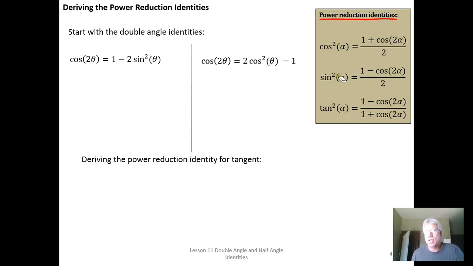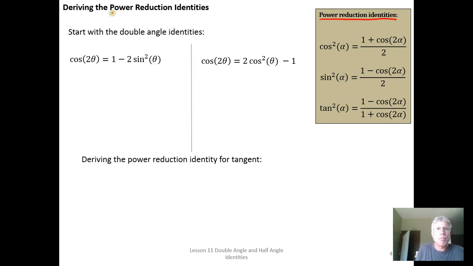These power reduction identities are particularly useful, for example, if you go on to take calculus and you have to do something called integration. These identities will help us to integrate squares of cosine, sine, or tangent functions, which would otherwise be difficult to integrate.